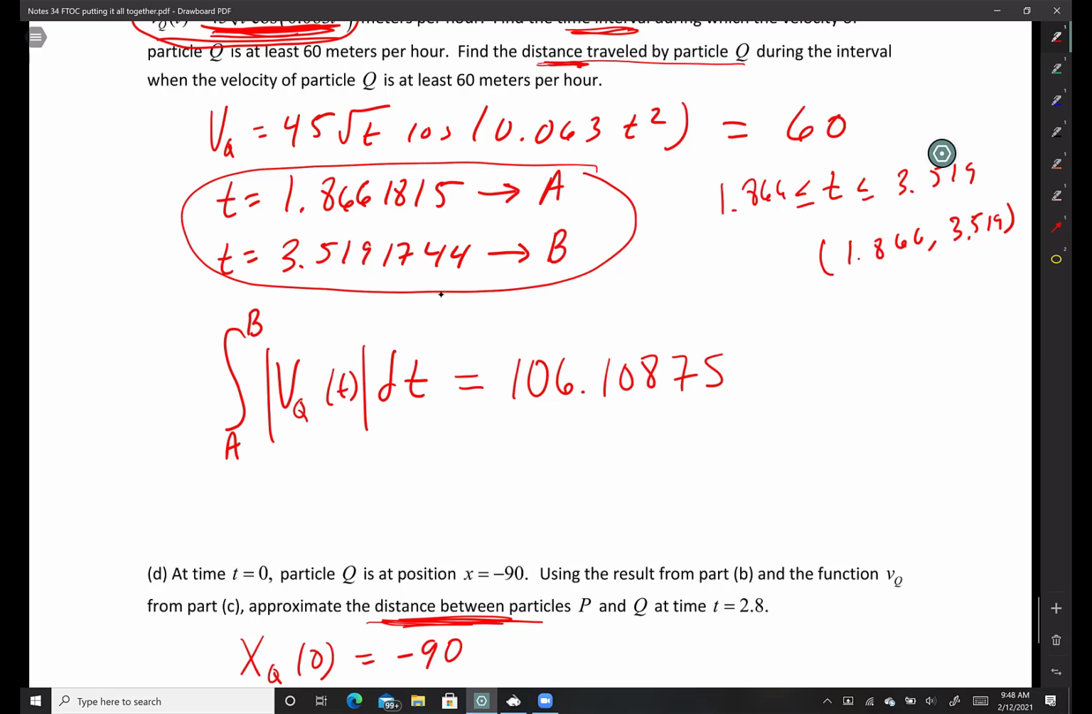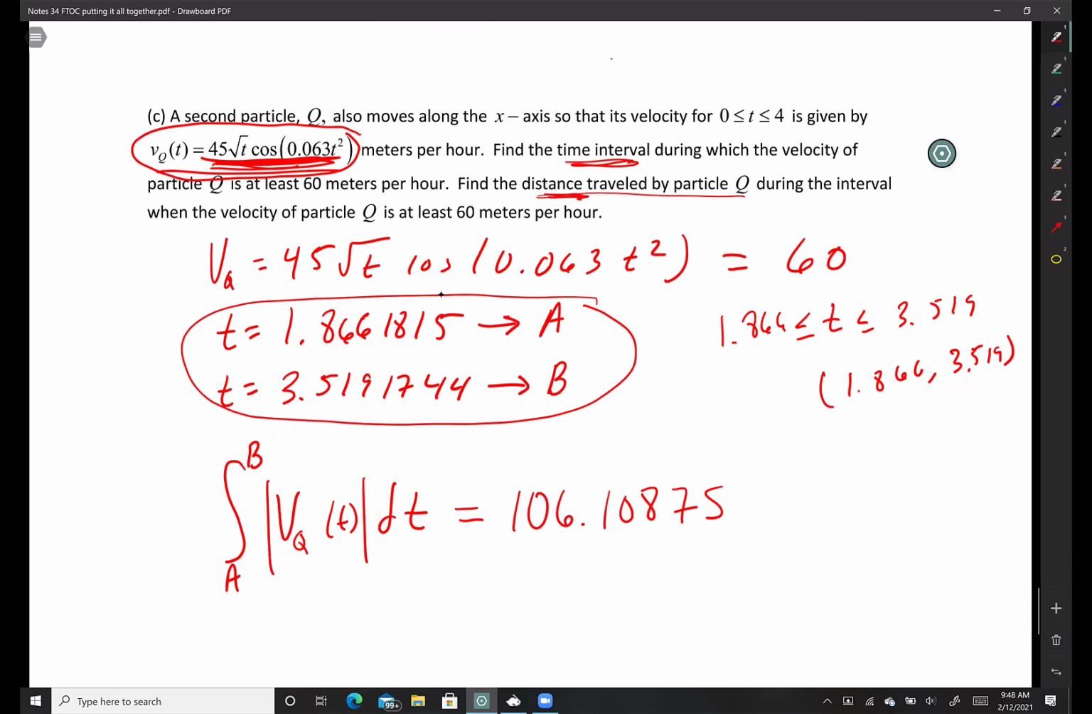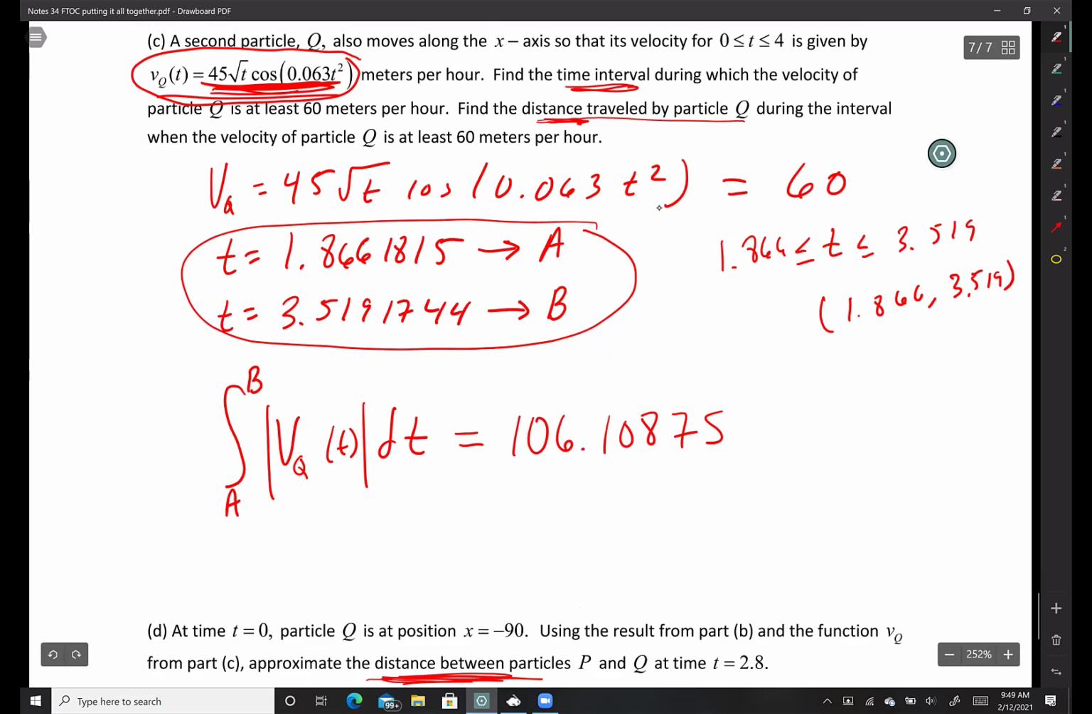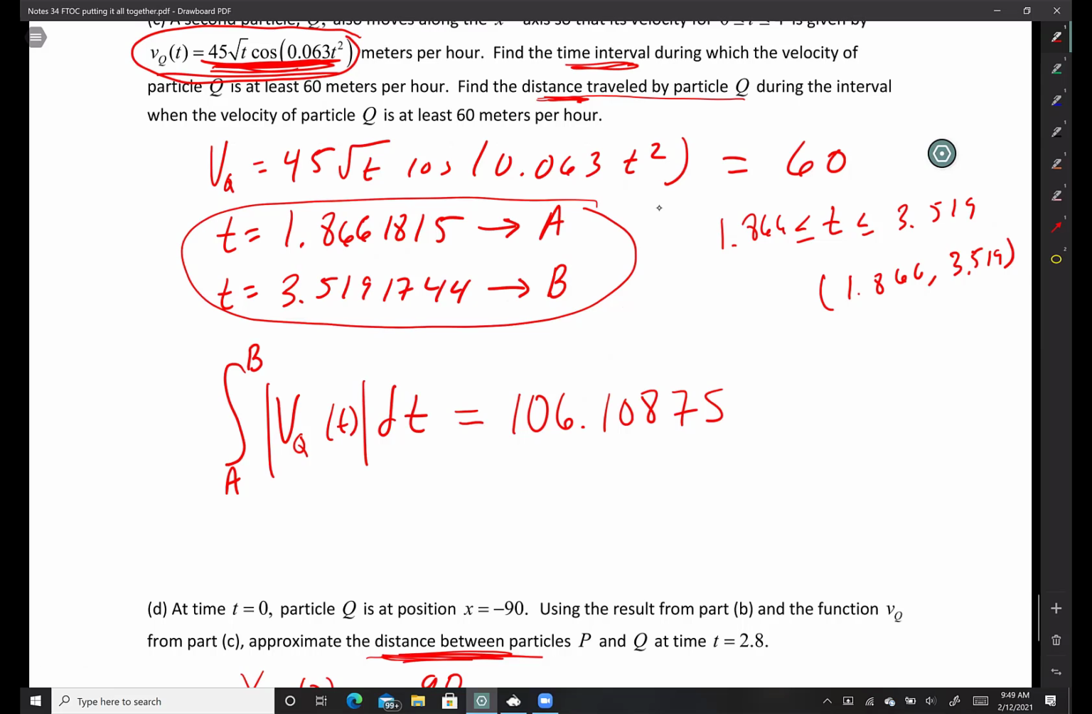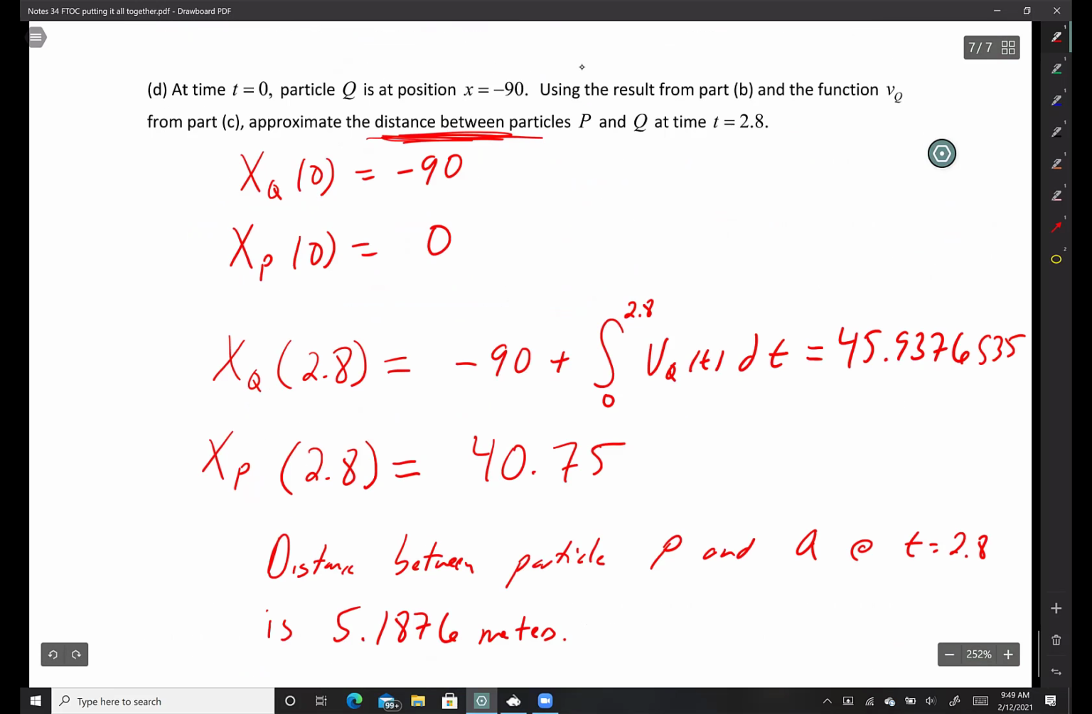When to write the what? Oh, you can write a sentence all the time. It's just that sometimes I have a habit of not writing it. You can always write. You can say, find the distance traveled by particle Q, and you can say the distance traveled by particle Q is. I just haven't been following my habit. You know what I mean? But they'll still give you the credit regardless of whether you write a sentence or not. But they want you to. I think that's the future, that they want you to write a sentence. If it says justify, either a table or a sentence, you know?